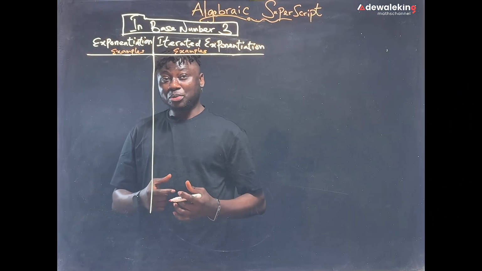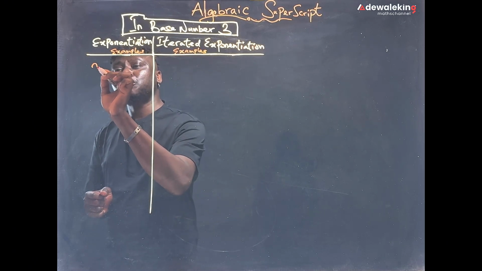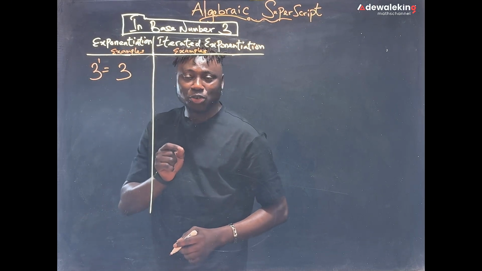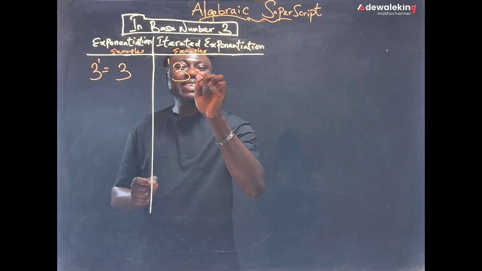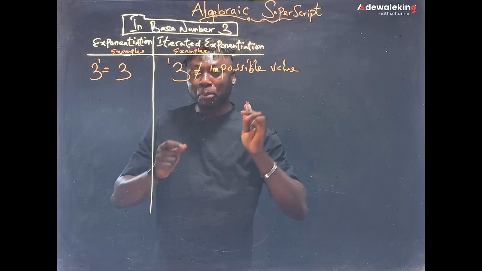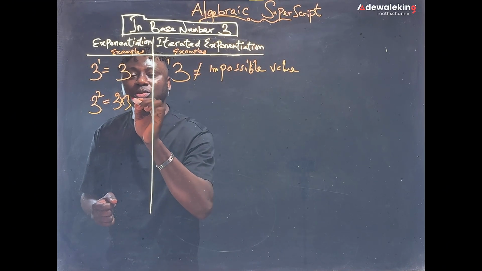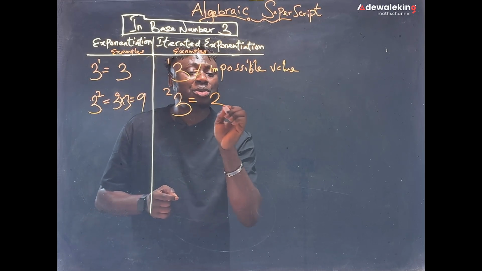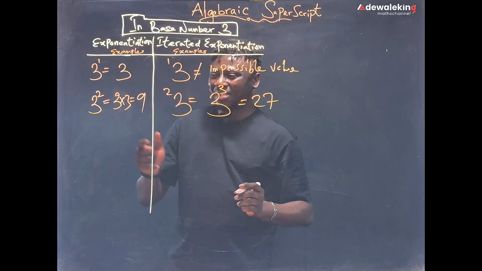So now let's look at some examples in base number 3. For exponentiation, we have 3 raised to power 1 to be 3. But for iterated exponentiation, 3 tetration 1 is impossible. It will give us an impossible value. Now for 3 raised to the power 2, this will give us 3 times 3, which is equal to 9. And 3 tetration 2 will give us 3 raised to the power 3. This is equal to 27. You can see the difference.